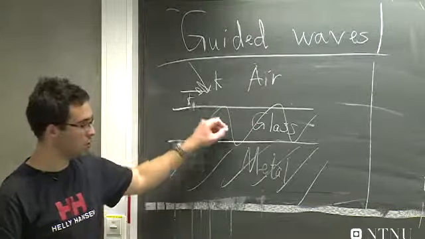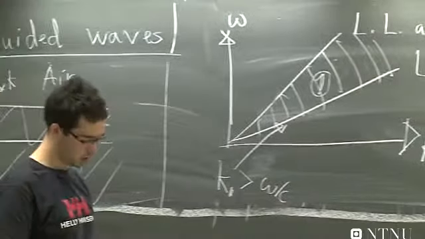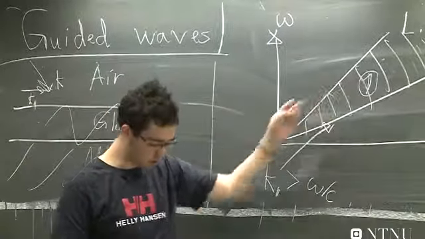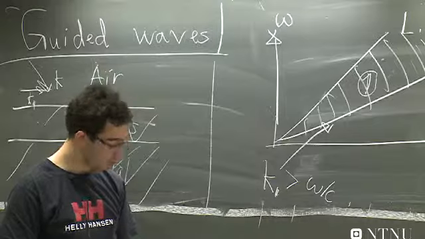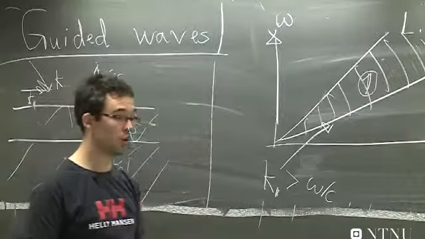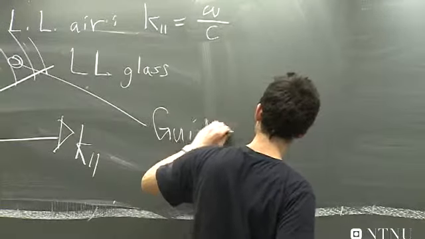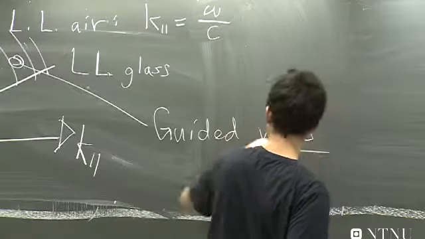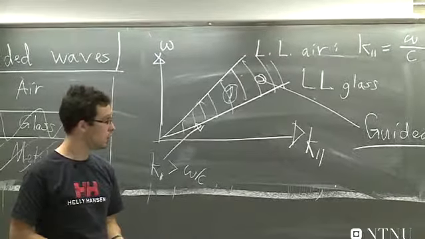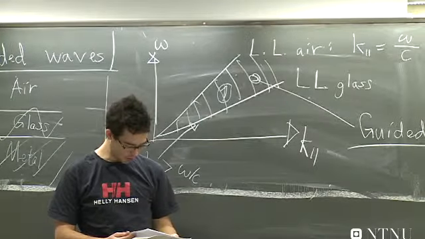Okay? So because of Snell's law, I can't have waves in air in this region, but I can have waves in glass. And the field is evanescent in the air and in the metal, but not in the glass in this region 1. In this part of the space, the waves are confined to the glass because they can't move into the metal and they can't move into the air. So they're called guided waves. This is the principle used in waveguides in, for example, radio frequency machinery and optical fibers.